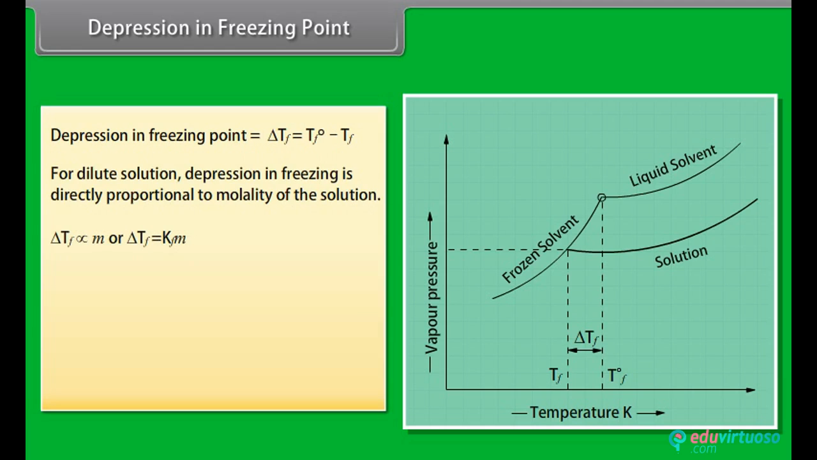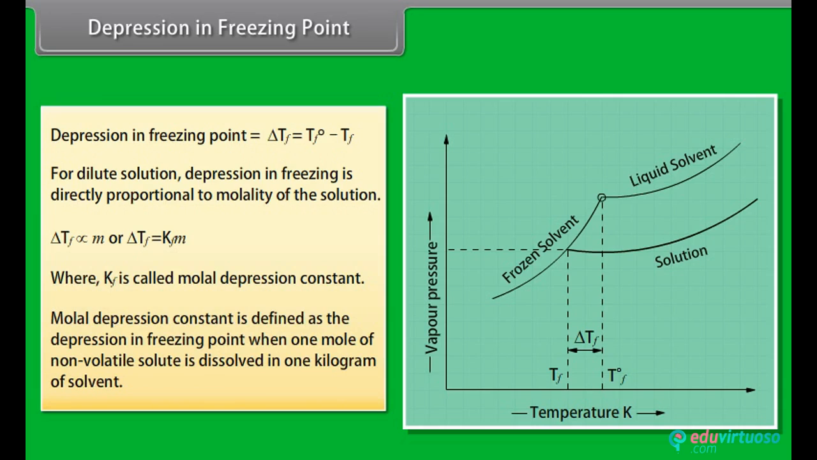For dilute solution, depression in freezing point is directly proportional to molality of the solution. Kf is called molar depression constant. Molar depression constant is defined as the depression in freezing point when 1 mole of non-volatile solute is dissolved in 1 kilogram of solvent.